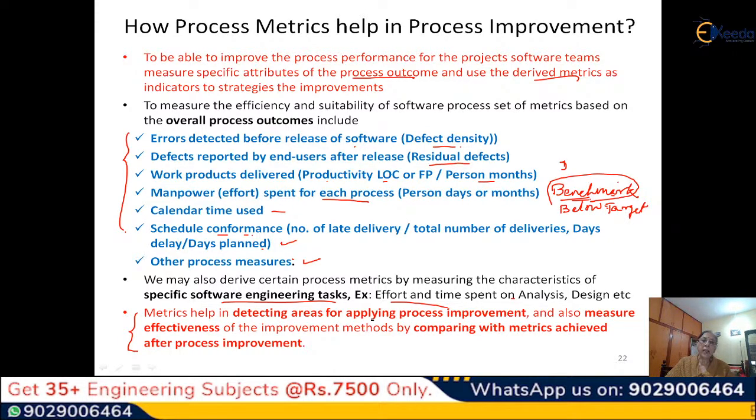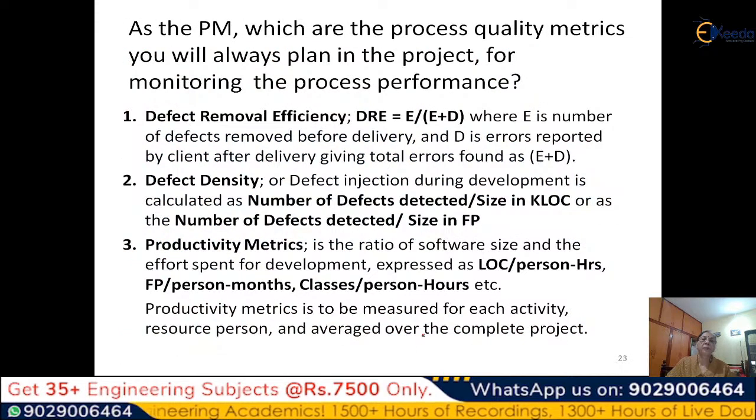Then that area needs process improvement. That means your process is not good enough. You have to improve it. And also measure effectiveness: once you have created some process improvement, you need to know whatever action you have taken, whether it is effective or not. So the effectiveness also you can measure by using the process metrics.